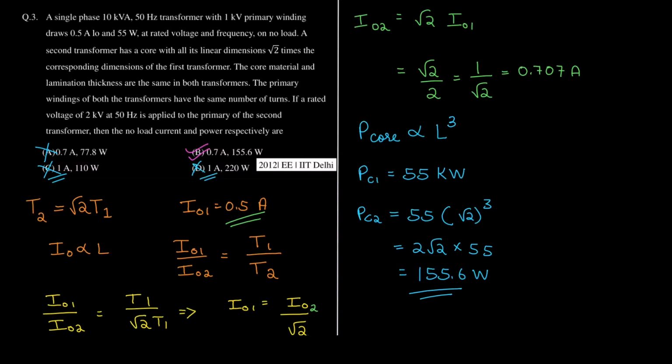Now if you are not understanding how I wrote these two equations, please check out that video where I have completely explained how the variation of linear dimension causes changes in various parameters.